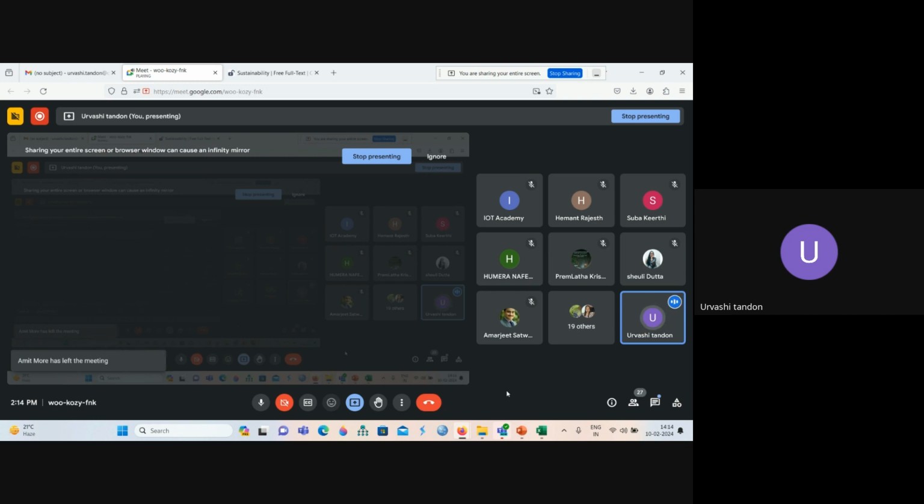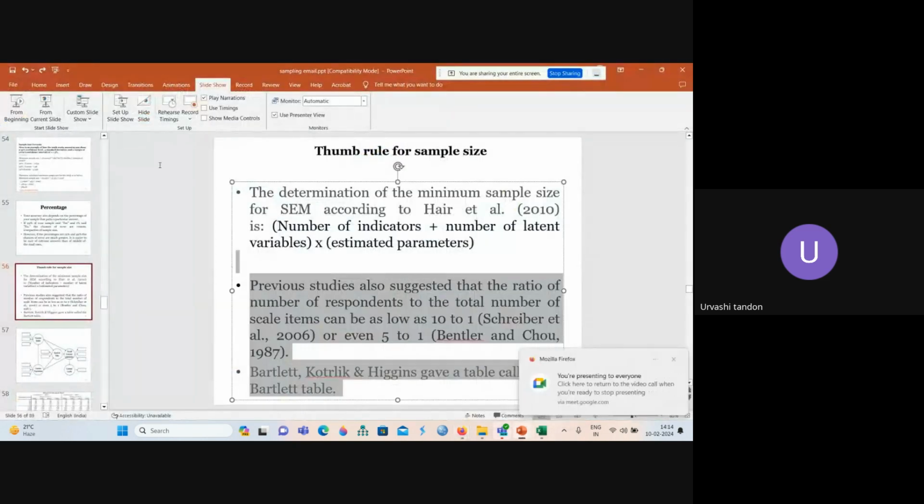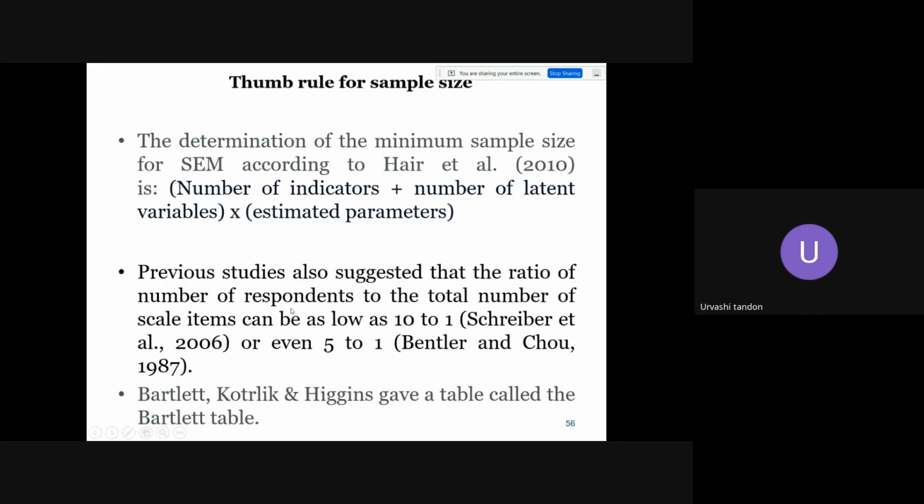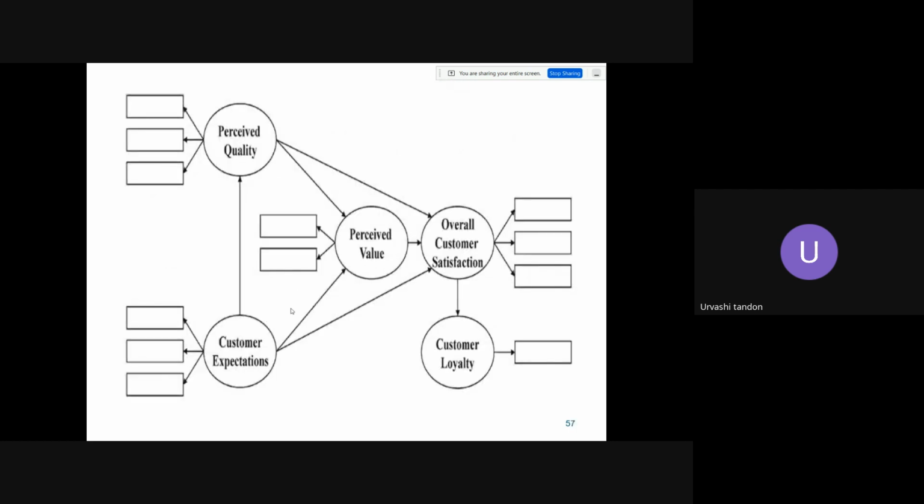In the definition of research, a latent variable is that variable which has its indicators, right? Which is indicated by various questionnaire or scale items, right? So previous studies also suggested that the ratio of the number of respondents to the total number of items could be as low as 10 to 1. Means one scale item, 10 respondents. Let's say you have got 50 scale items in your research, and Schreiber says that for one scale item, 10 respondents. So ideally the sample size comes to be 500, or even 5:1.